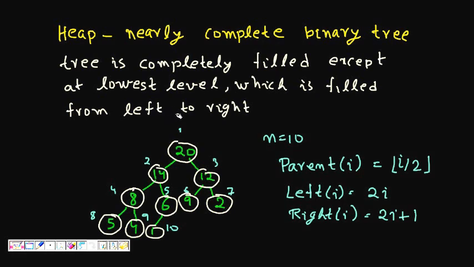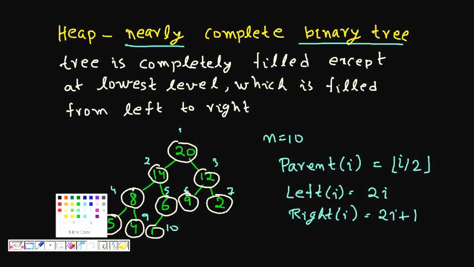A heap is a tree that has the property that it's a nearly complete binary tree. So what's the meaning of nearly complete? It's a tree that is completely filled at all the levels except the lowest level, in which case the last level is filled from left to right.